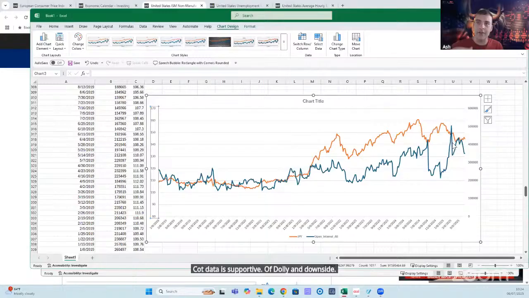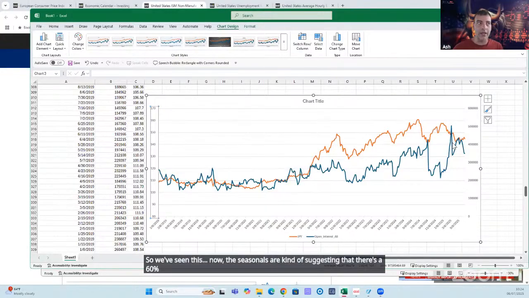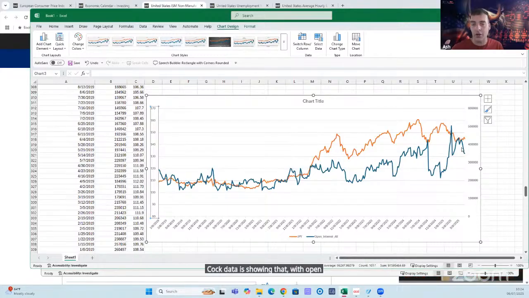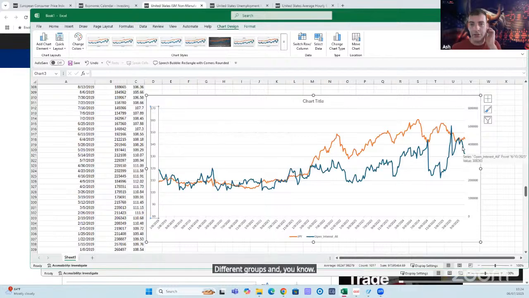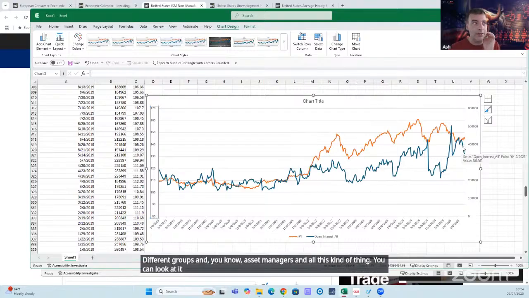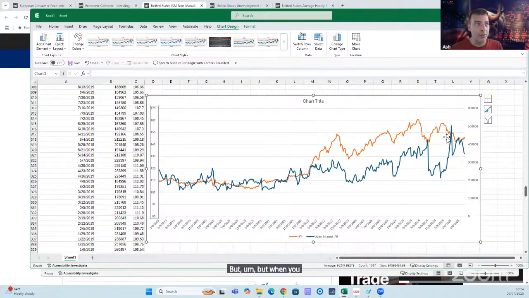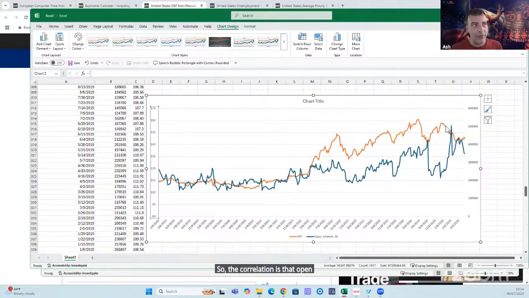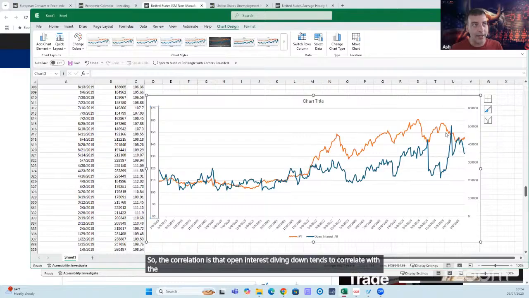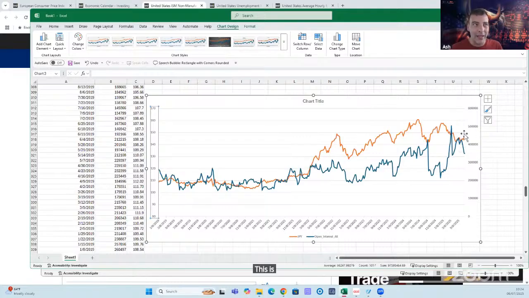The seasonals are suggesting that there's a 60% chance that the yen strengthens. COT data is showing that with open interest, and I've just used correlation, not different groups like asset managers and all this kind of thing. You can look at it, but it's much more interesting to look at the correlation. The correlation is that open interest diving down tends to correlate with the dollar yen pushing down. So this is building a picture of dollar yen short.